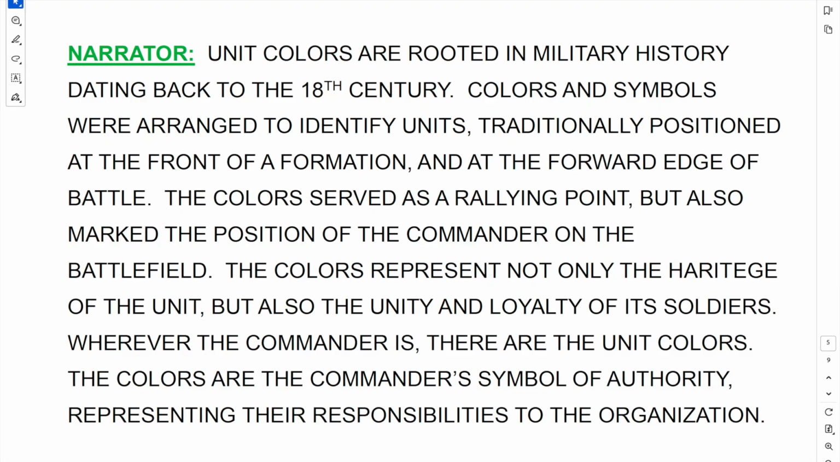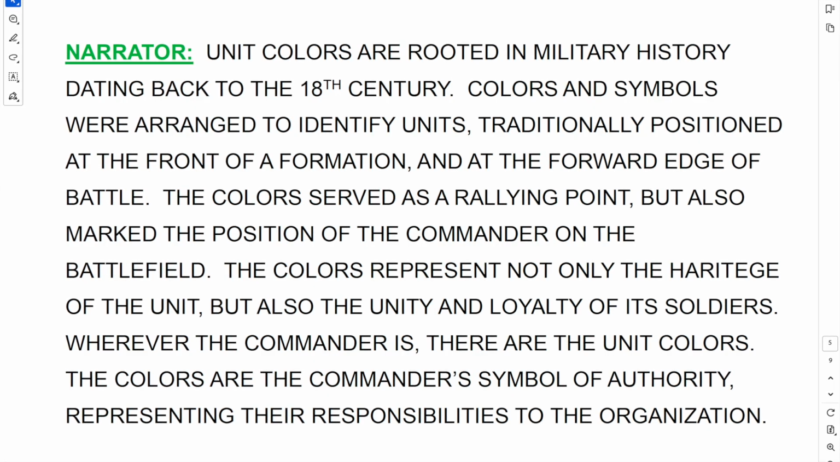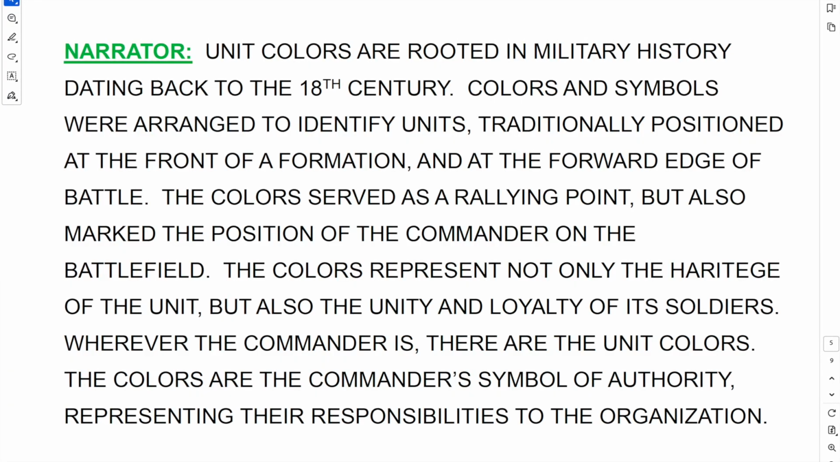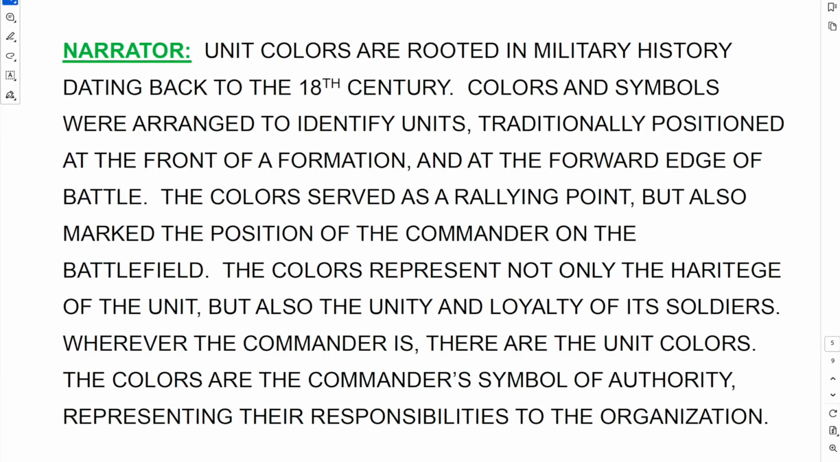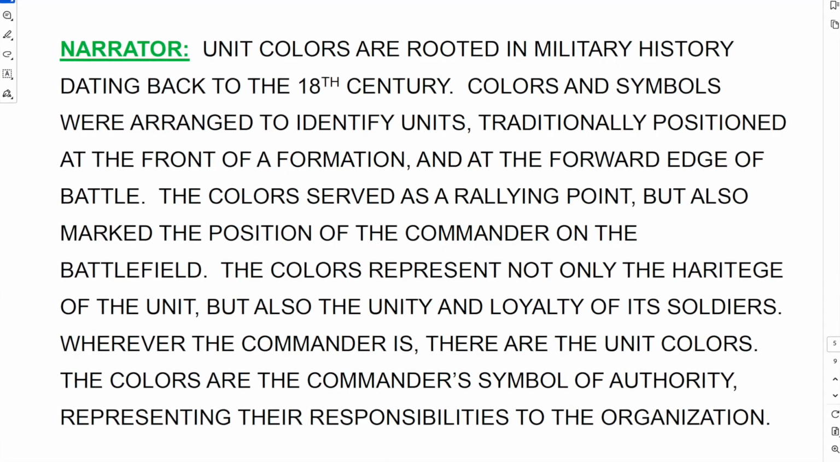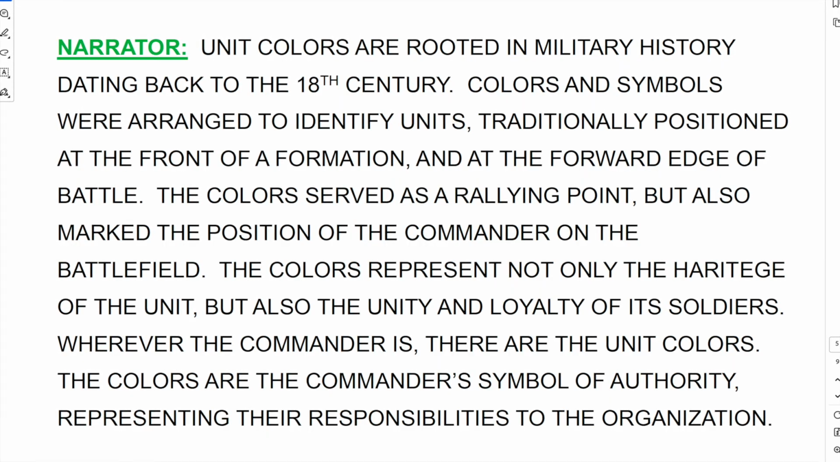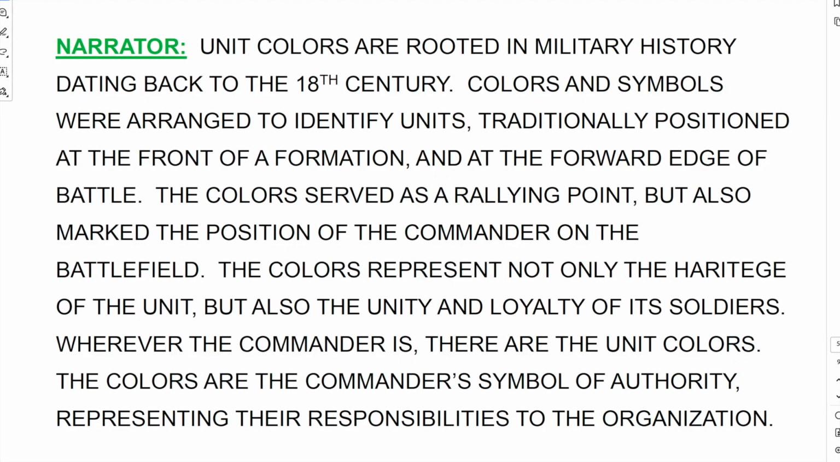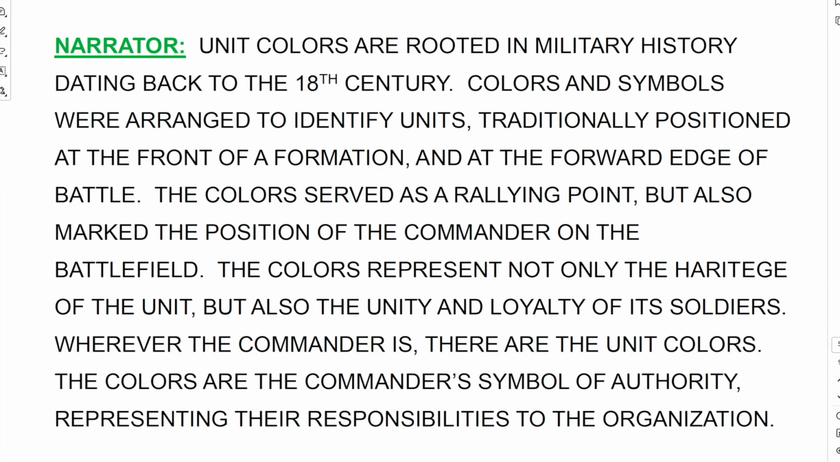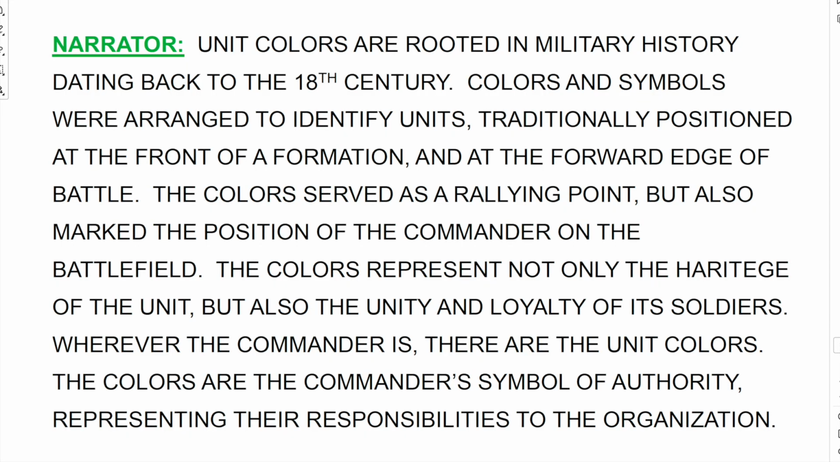Unit colors are rooted in military history dating back to the 18th century. Colors and symbols were arranged to identify units, traditionally positioned at the front of a formation and at the forward edge of battle. The colors served as a rallying point, but also marked the position of the commander on the battlefield. The colors represent not only the heritage of the unit, but also the unity and loyalty of its soldiers. Wherever the commander is, there are the unit colors. The colors are the commander's symbol of authority, representing their responsibilities to the organization.